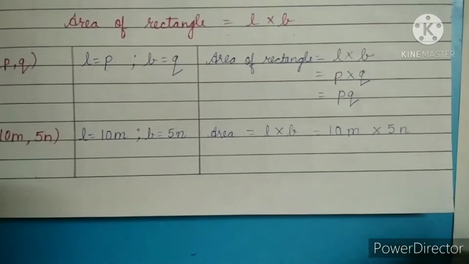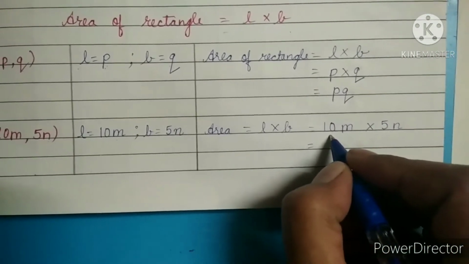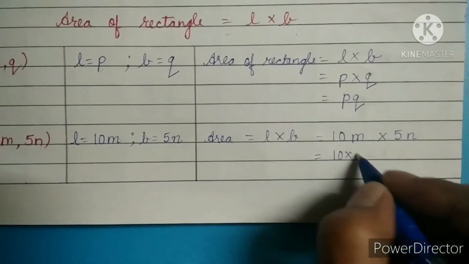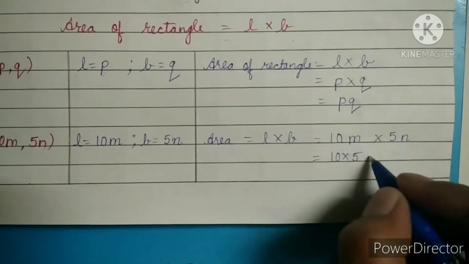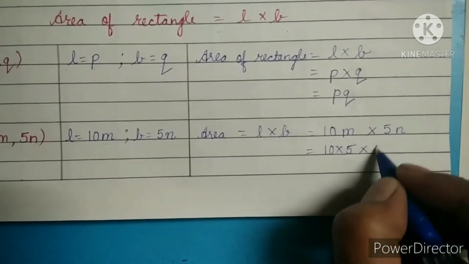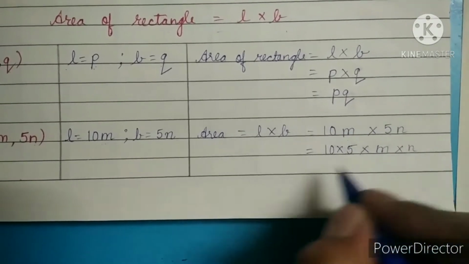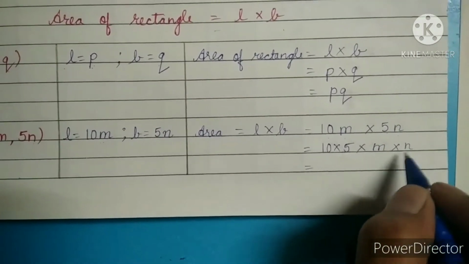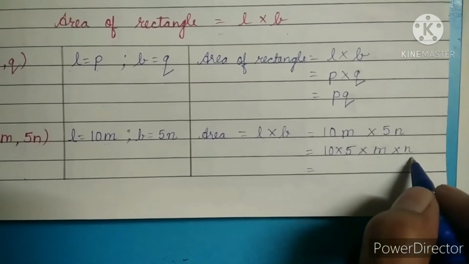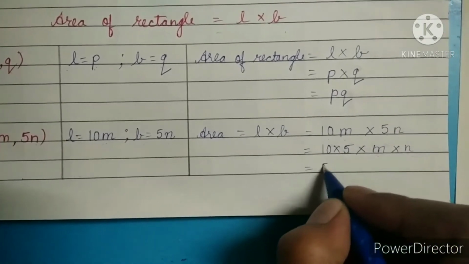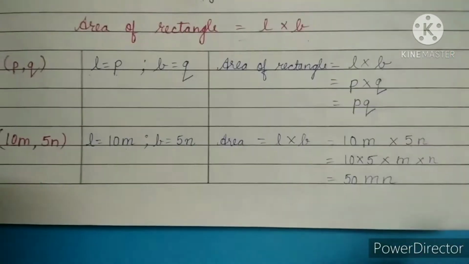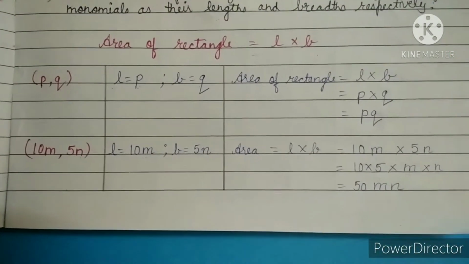Numerical coefficient will multiply by numerical coefficient, 10 into 5, and variables will multiply each other. But one condition is also there: here both variables are different, so they will remain the same. 10 fives are 50, m will remain the same and n will remain the same. So this is the solution of the second one.